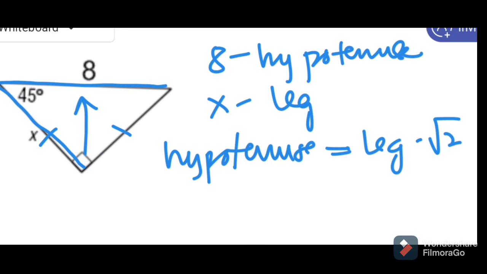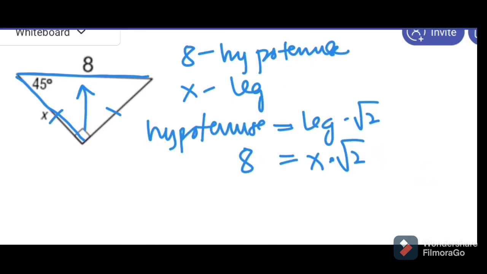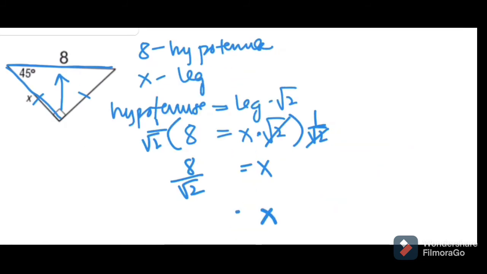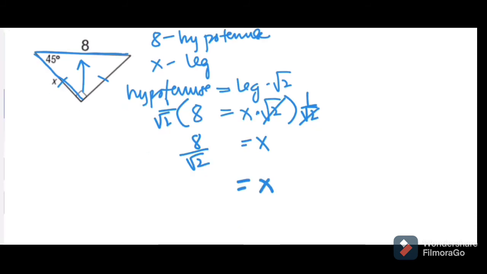So, for this case, the hypotenuse is equal to 8. It is equal to the leg, which is the unknown, times the square root of 2. To find the value of x, we multiply by 1 over the square root of 2. So, x is equal to 8 over the square root of 2. To find x, we need to rationalize because we cannot have a radical in the denominator.